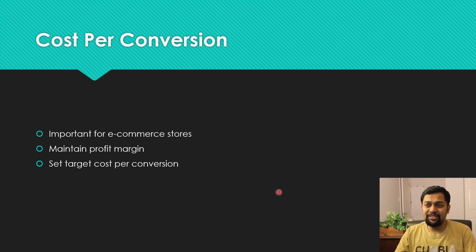The next strategy or tip, I would say, is to focus on cost per conversion. A lot of times when it comes to an e-commerce store, maintaining profit margin is super important, right? So you've got to make sure that you are setting your CPA, or cost per acquisition, properly in Google Ads. When you set your target cost per conversion, or target cost per acquisition, you are making sure that Google does not cross a threshold when it comes to acquiring a lead, acquiring a customer, or completing a purchase.